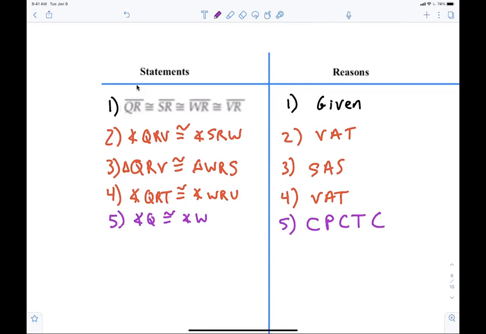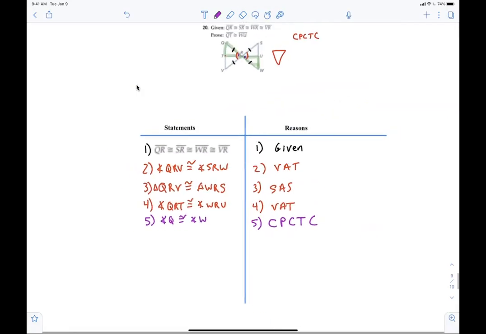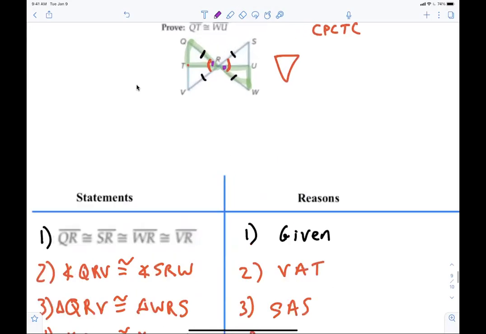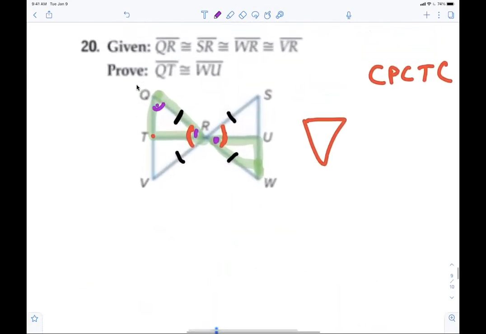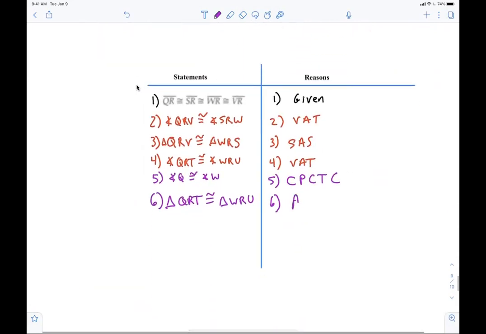Now we're still not done, because now what is true? Triangle QRT. Thank you so much. Hold up, let's see if you're right. Triangle QRT is congruent to triangle WRU. Because why? Don't tell him. I forgot to mark it, by the way. This. Angle side angle. Yes, sir. Angle side angle. You are brilliant.